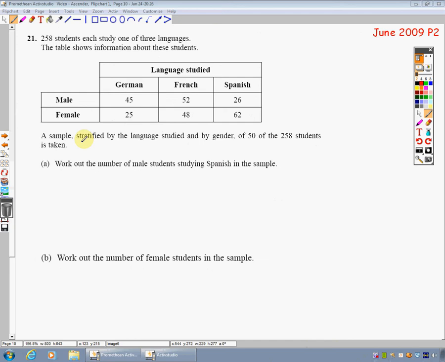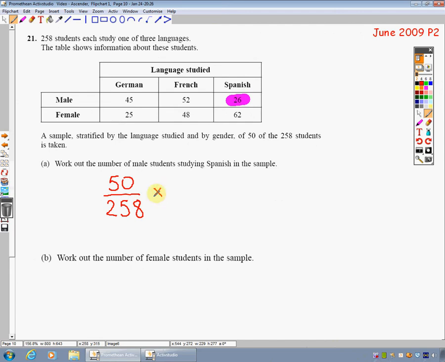If we have a look at that bit there, we've got 26. There are two ways you can do this. We can use the sample size that we've got. If we look at the question, it says 50 of the 258 students is taken, so we've got a sample of 50. We divide that by the total, which is 258. Then we multiply by the individual category. Male studying Spanish is 26, so we multiply that by 26.